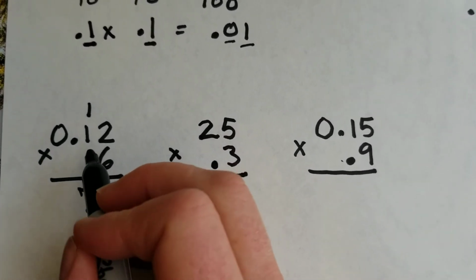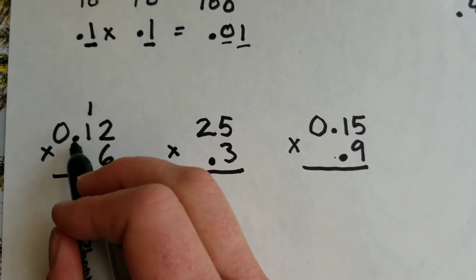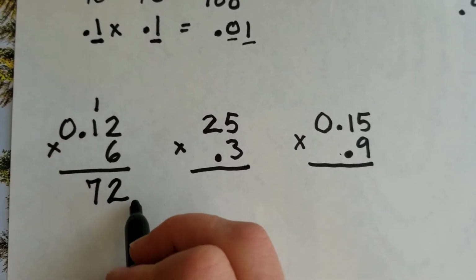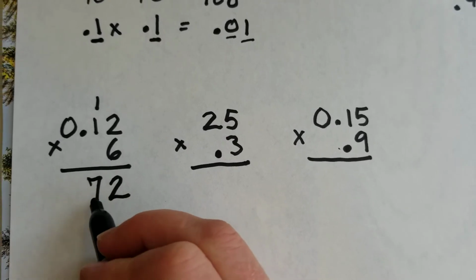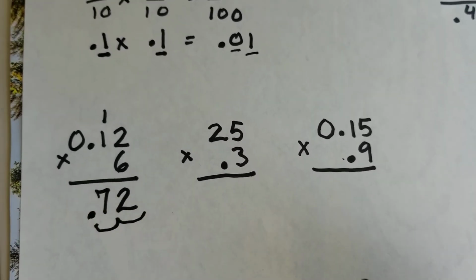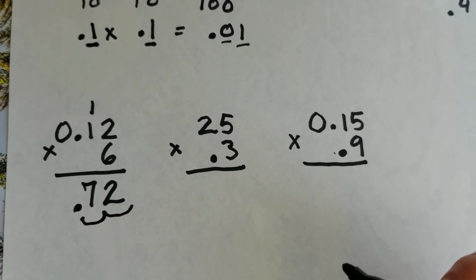But what you do have to do is count how many numbers there are after the decimal point. So if you look, there's only 2 numbers after a decimal point. So I'm going to go over 1, 2. I'll draw the little line. 1, 2. So the answer is 72 hundredths.